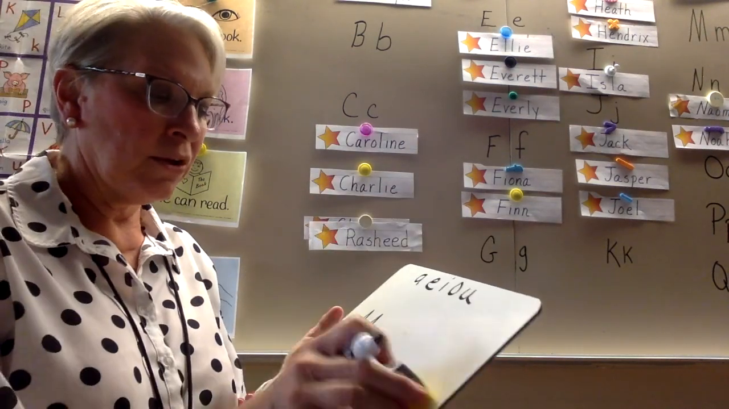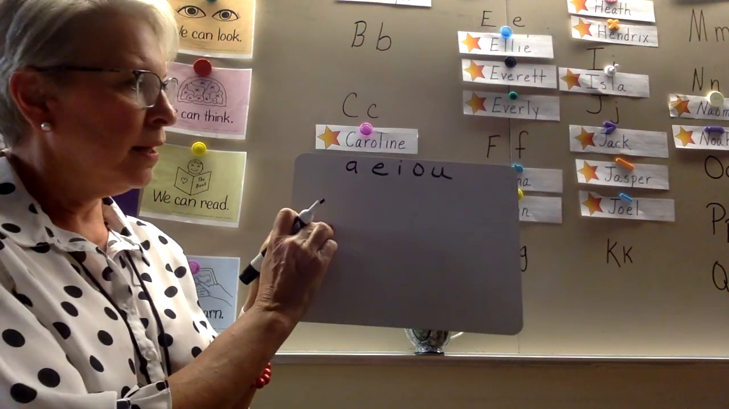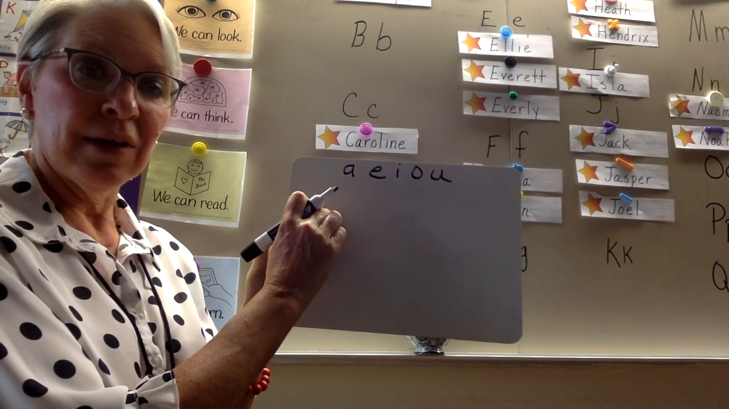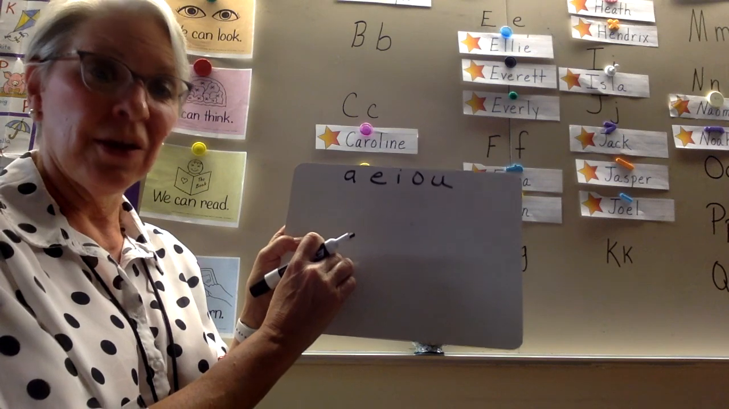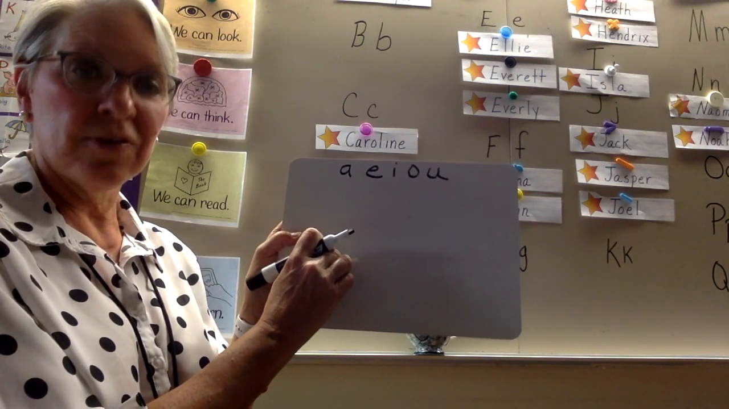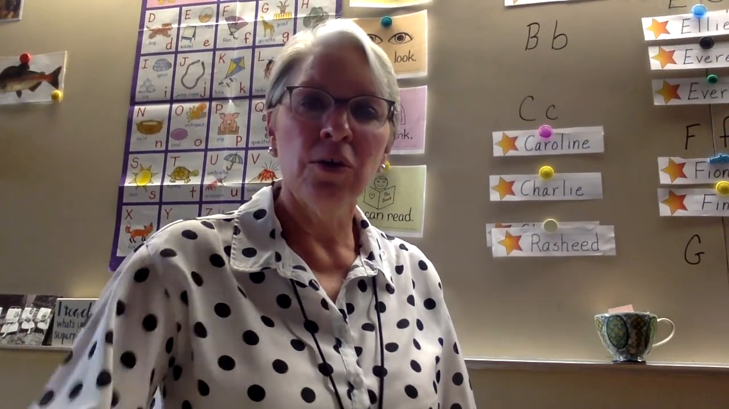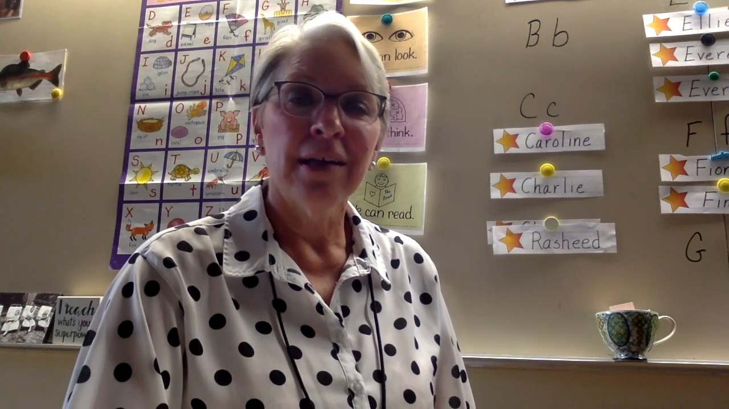I want you to write your name on your whiteboard. And then I want you to label it consonant if the letter in your name is a consonant, or vowel, just like I just did. Okay? So I hope that's clear to you. You need to start getting to know your consonants and your vowels so you can really, really start to understand how words go together. Okay? Go do that and have fun.